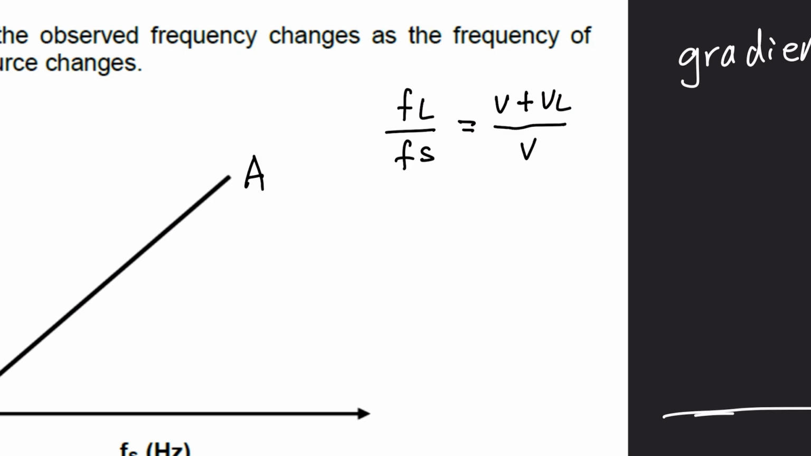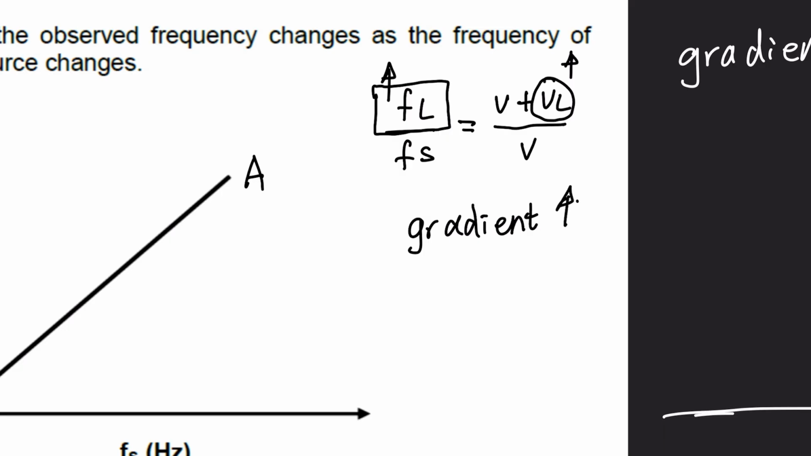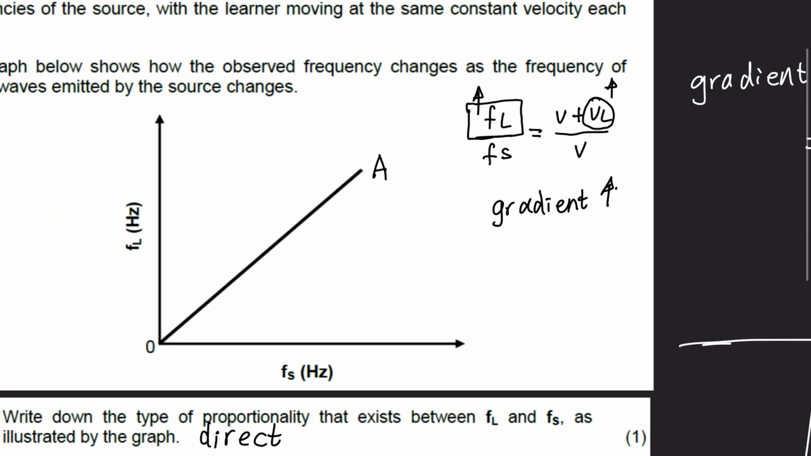Now, if the learner is moving at a higher velocity, this is increasing. If that increases, that's going to have a direct effect on my numerator on this side. My FL will increase. If my FL increases, it means that my gradient will increase. So the graph for B will look like this.